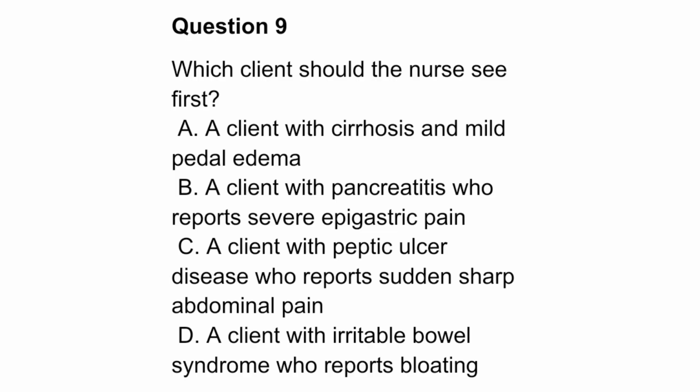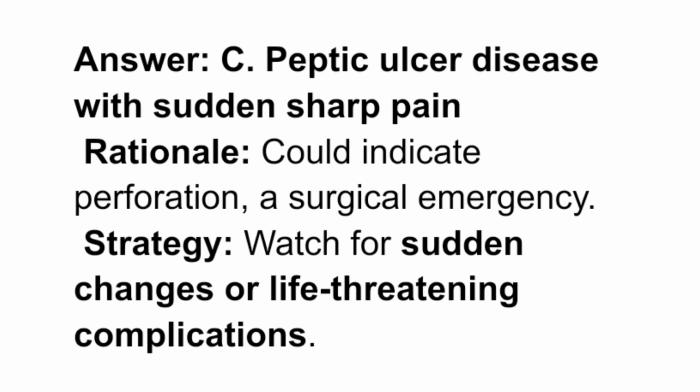Question 9. Which client should the nurse see first? A. A client with cirrhosis and mild pedal edema. B. A client with pancreatitis who reports severe epigastric pain. C. A client with peptic ulcer disease who reports sudden sharp abdominal pain. D. A client with irritable bowel syndrome who reports bloating. Answer: C. Peptic ulcer disease with sudden sharp pain. Rationale: could indicate perforation, a surgical emergency. Strategy: watch for sudden changes or life-threatening complications.